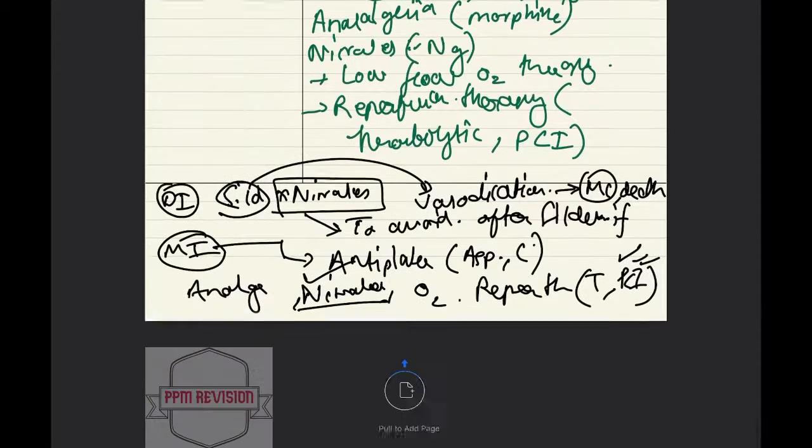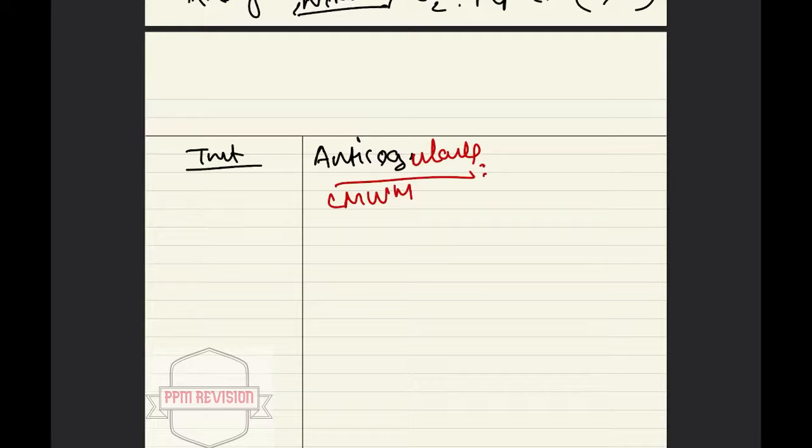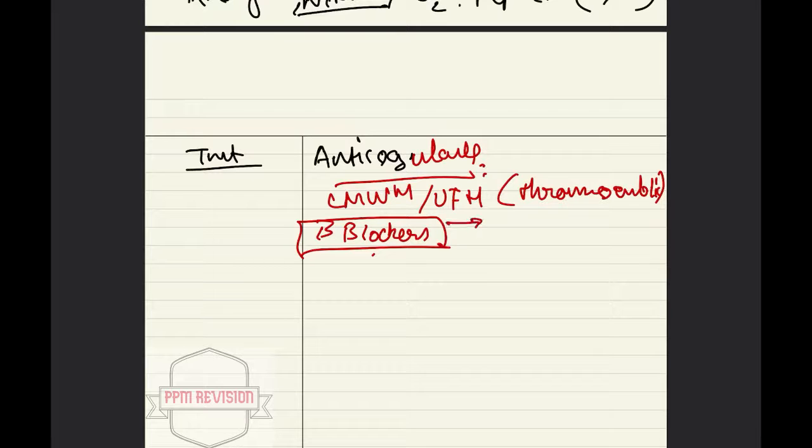Now moving ahead to the next page, the treatment would also be to give anticoagulants. I'll be continuing the treatment. Under anticoagulants, you have low molecular weight heparin, LMWH, as well as unfractionated heparin, and they prevent reinfarction and thromboembolic complications. Also you can use beta blockers, which should be administered within the first 24 hours. They prevent reinfarction as well as arrhythmias, and also reduce the mortality.